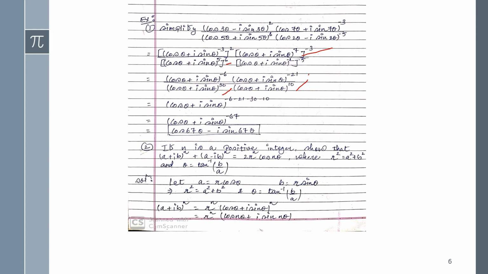So cos theta plus I sin theta equals, we can write minus 6 minus 21, that will go into the numerator. Again I am repeating here, all the bases of the equations are given equal, right? So all the terms will be shifted to the numerator.